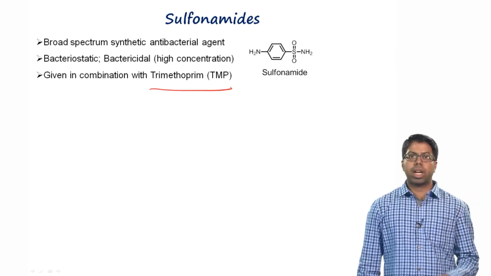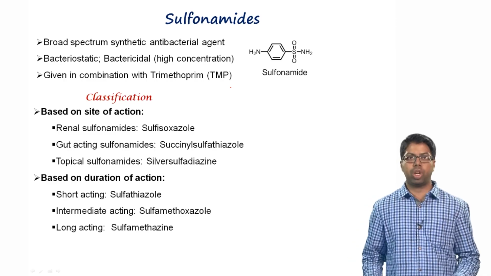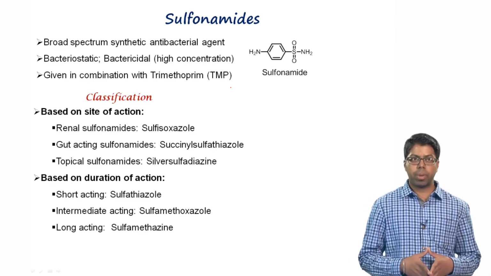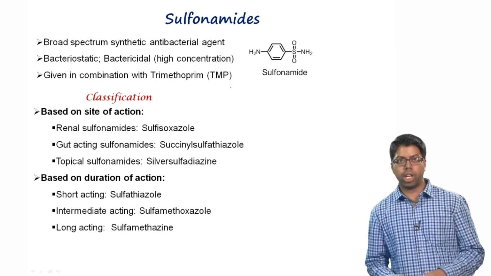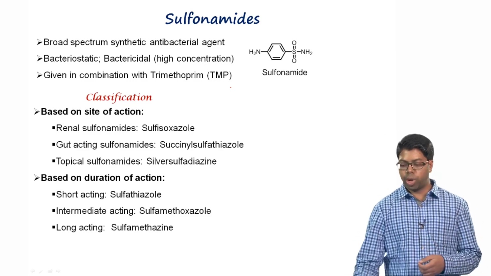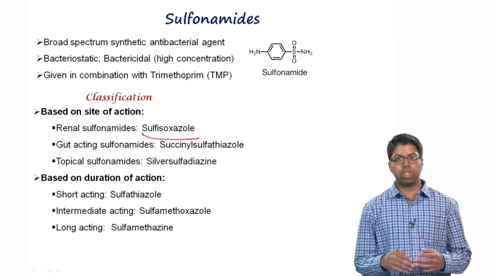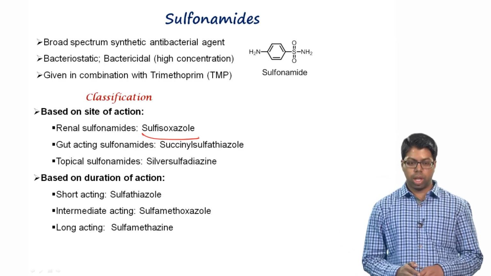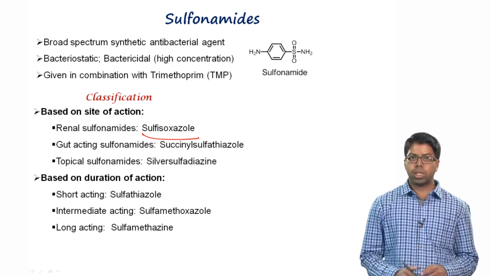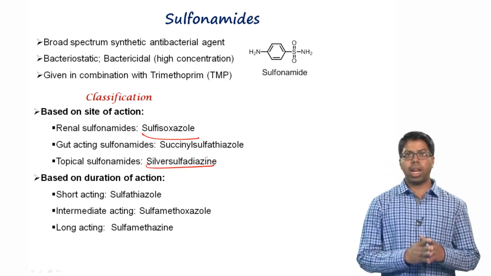So these sulfonamides are classified based on the onset of action and based on the duration of action. For example, there are some sulfonamides which can reach in higher concentration in the urine, and therefore they are mostly used for bladder infections, such as renal sulfonamides. There is another class called gut acting sulfonamides, which are mostly used for gastrointestinal infections. There is another class called topical sulfonamides such as silver sulfadiazine, which is mostly used for burns and infections.